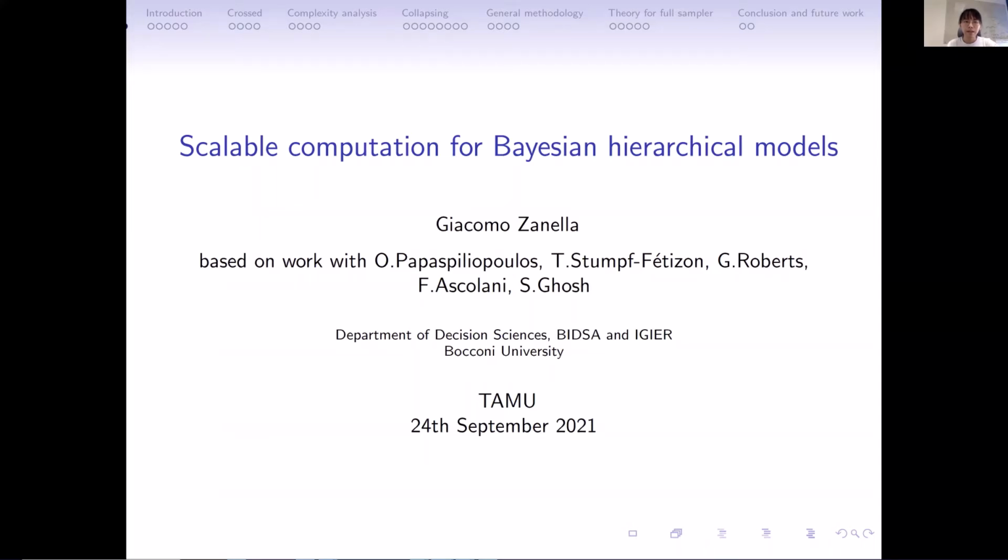His research lies at the intersection of statistics, applied probability, and machine learning, with a particular focus on Bayesian computation. And today he will tell us something about scalable computation for Bayesian models.